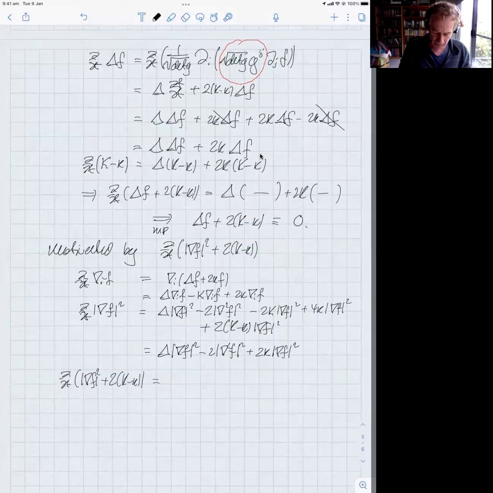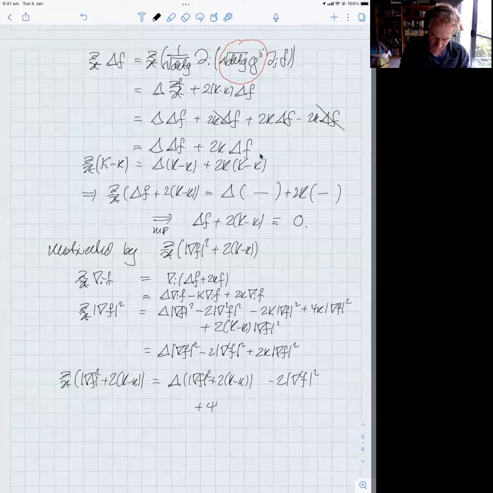All right, so I've got the equation for k minus kappa just above there. So I get a Laplacian of gradient f squared plus 2(k minus kappa). I still get this minus Hessian squared. And I'll get a plus 4k(k minus kappa). Did I do that right?